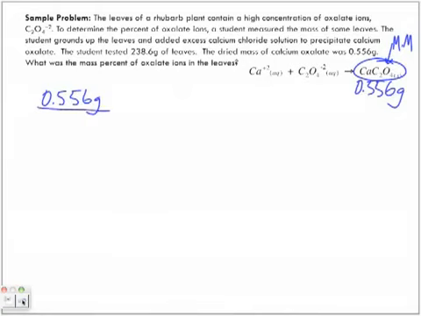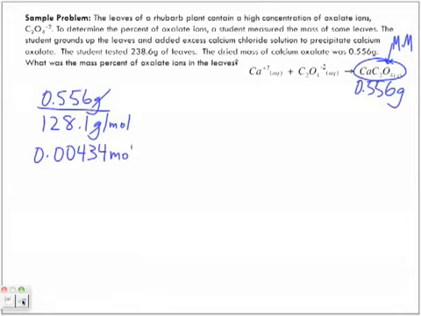And the molar mass is 128.1 grams per mole. So grams cancel out, and we're left with 0.00434 moles. So we've got 0.00434 moles of the calcium oxalate.